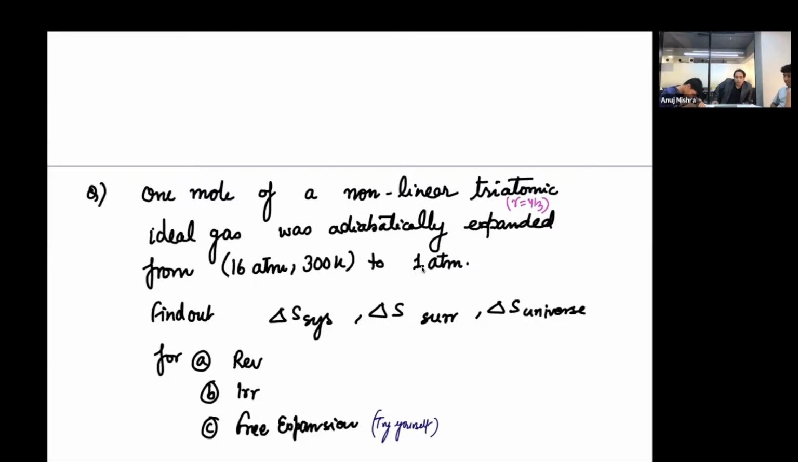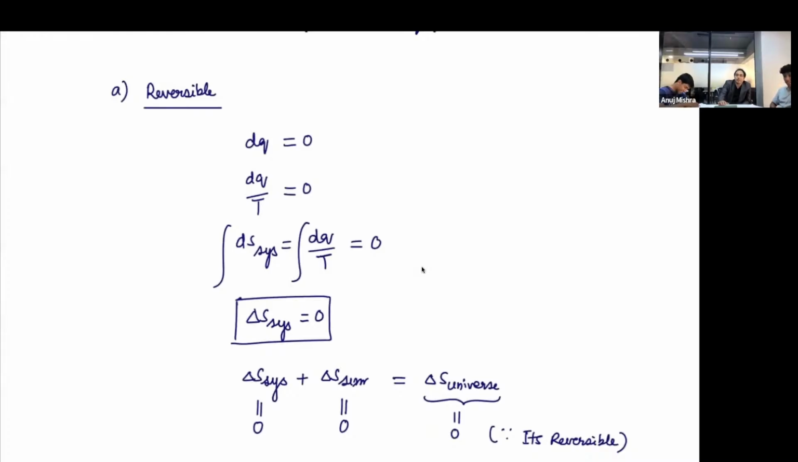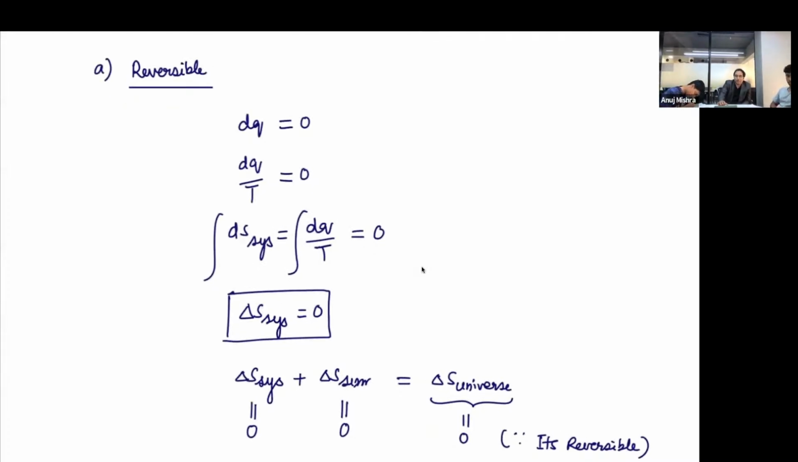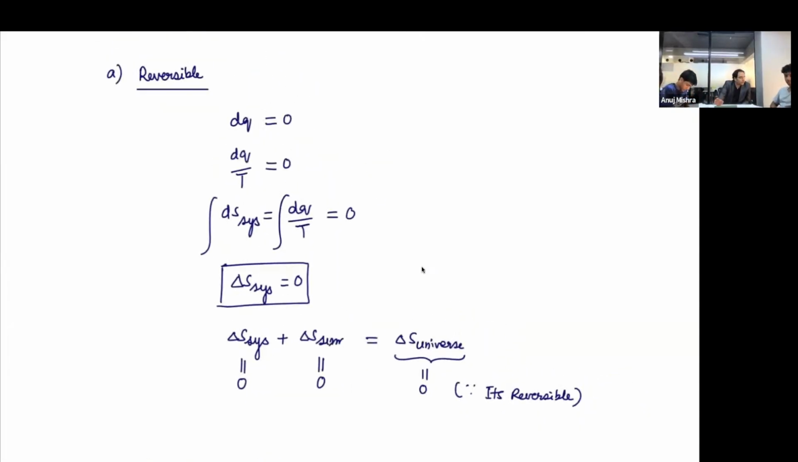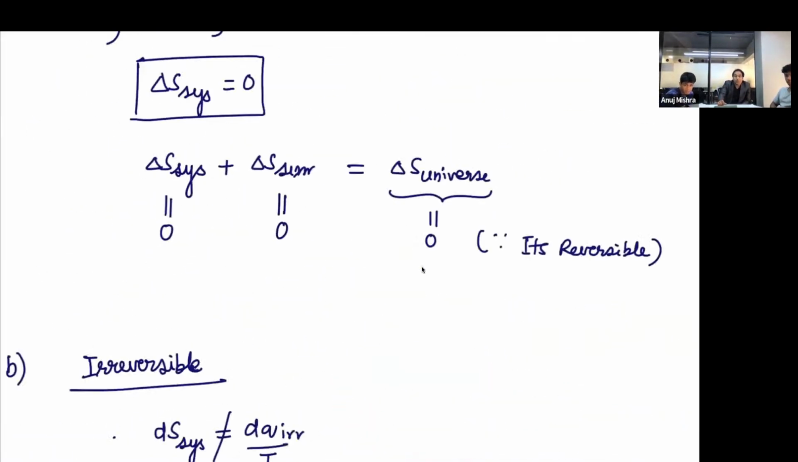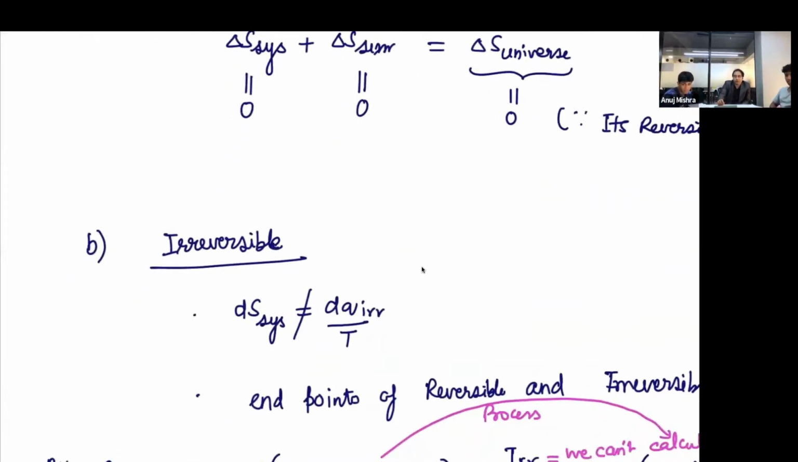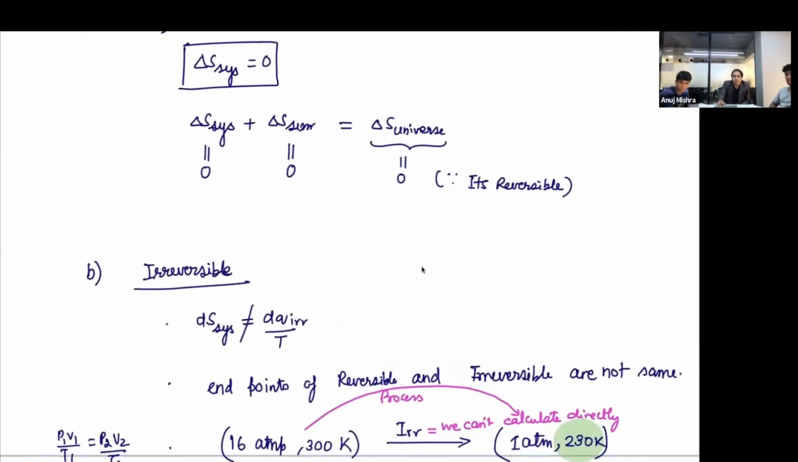First everyone reach that level. So 2 to 9 point something, you round down. See the first case, let me revise once: reversible case, dQ is 0, dQ upon T is 0. dS system is dQ upon T, which is 0; delta system is 0, delta surrounding is 0, delta universe is 0. That became reversible. Any problems? Clear. Come to irreversible: dS system is not equal to dQ irreversible upon T. You should be very clear about it; there is no such formula. So the end points of reversible and irreversible are not the same. Write that down and note it.